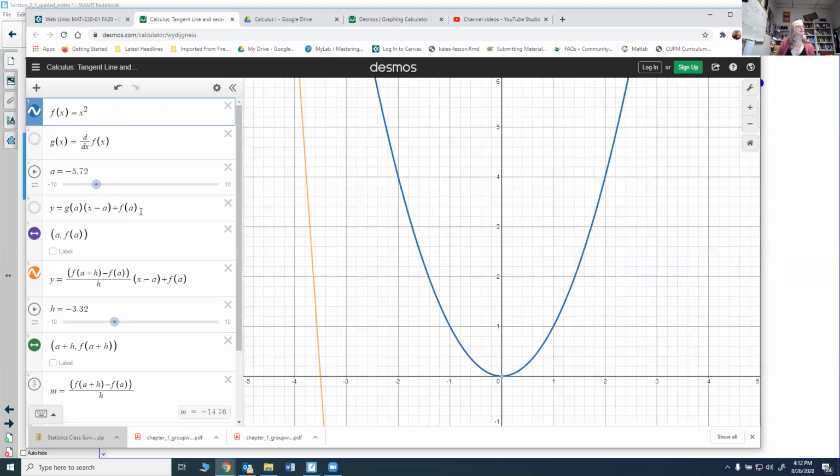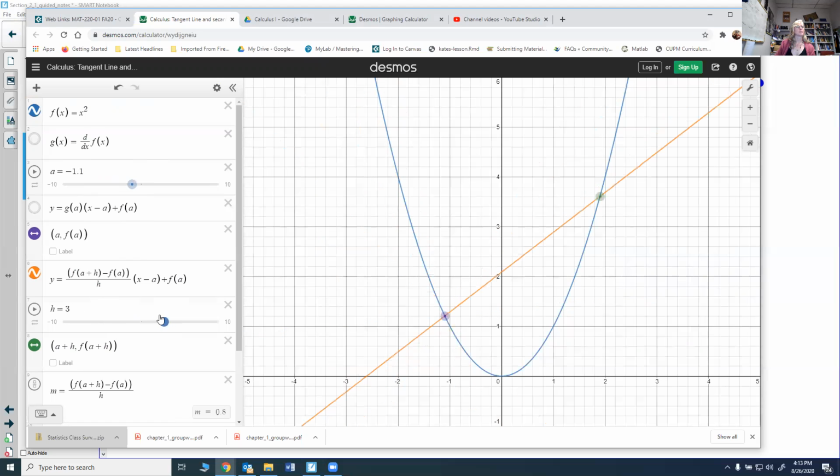And then I'm going to go ahead and get a little bit closer to the point I want to look at. Okay, and actually the point I want to look at is the point 1, 1.